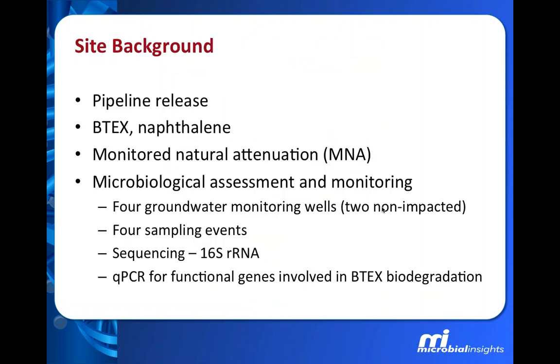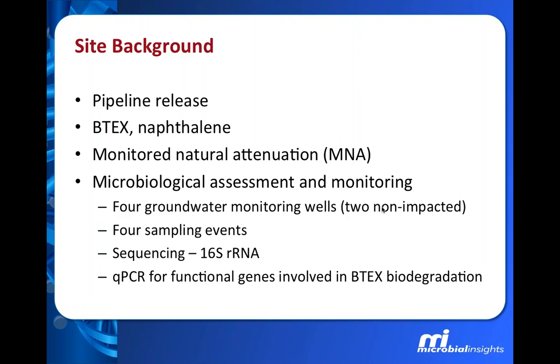So let's put this into a real-world example. I want you to really see some real-world data. We're going to try to dive into this pretty deep here. So this is a site where it's a petroleum pipeline release that's undergoing monitored natural attenuation. The groundwater from the site's impacted by BTEX, and there's some PAHs there, a little naphthalene that's present. Groundwater samples were periodically obtained from 4 monitoring wells. There were 2 wells that were impacted and 2 non-impacted wells. One non-impacted was a background, and the other was a side gradient well. And to date, we have 4 sampling events that have been performed.